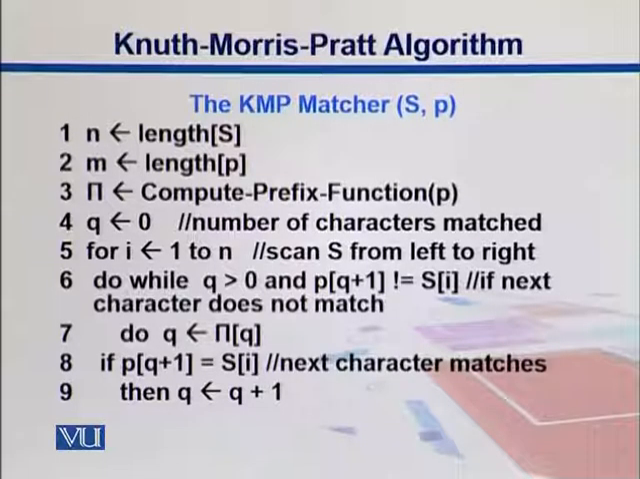And what if we have a mismatch? So if p of q plus 1 is not equal to s of i, in that case, if that next character does not match, we will put the value of pi of q at that particular index into q. For example, if q is equal to 1, then whatever value we have at pi of 1, we will put it in q. If the characters match with one another, then we will simply increment q, q is equal to q plus 1. Remember, this q is storing the number of characters matched.